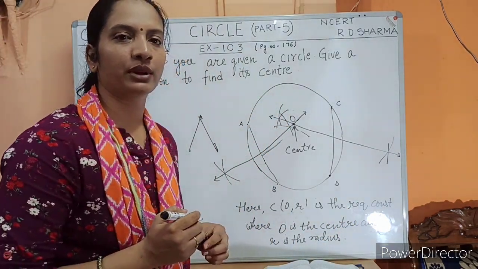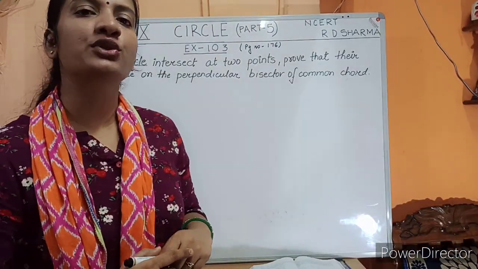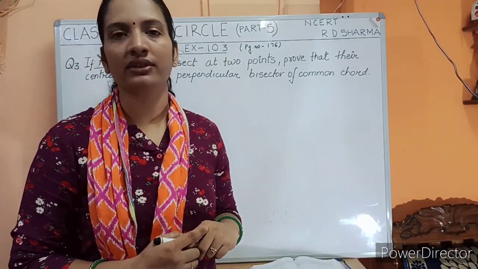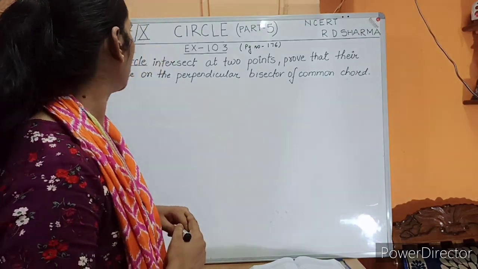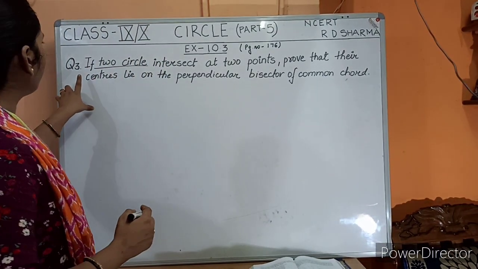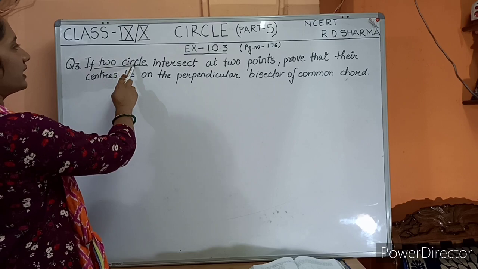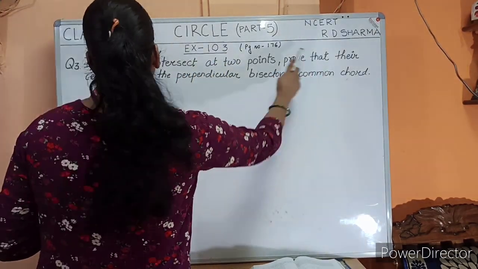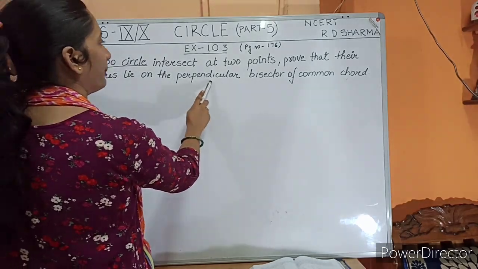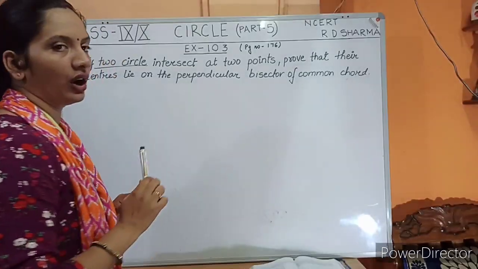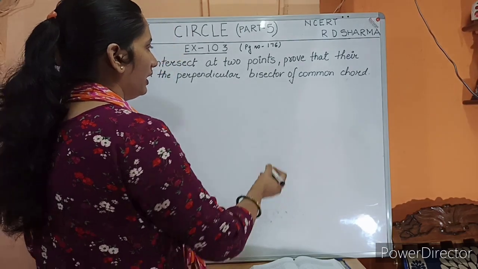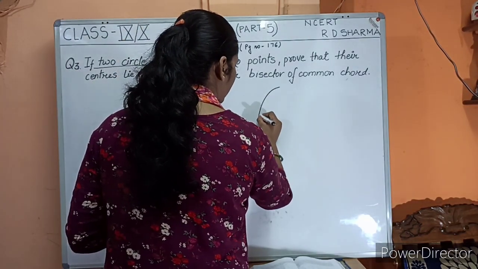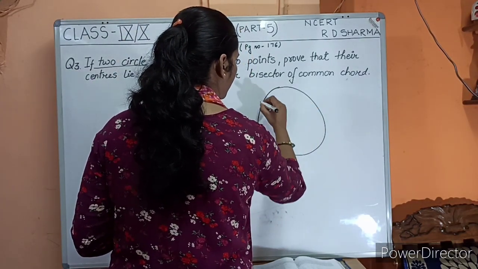Let's see question number 3 now. So now children, we will see question number 3 of this exercise 10.3. Look here. Let me read out what it says. If two circles intersect at 2 points, prove that their centers lie on the perpendicular bisector of the common chord. Okay, let me draw the figure so that this statement would be more clear to you all.